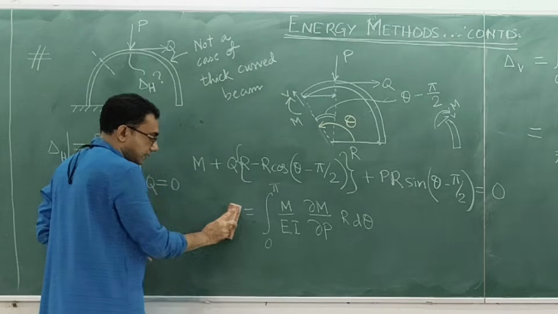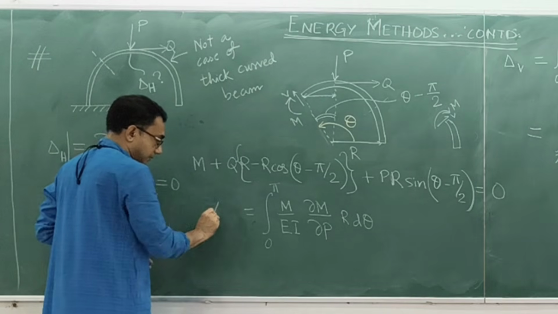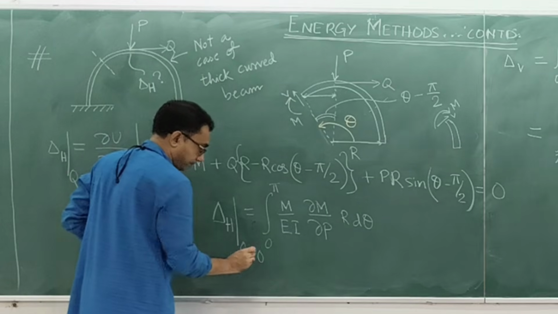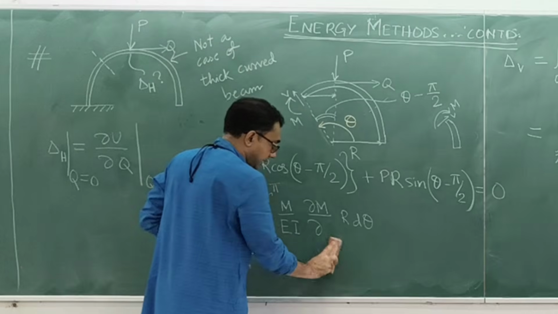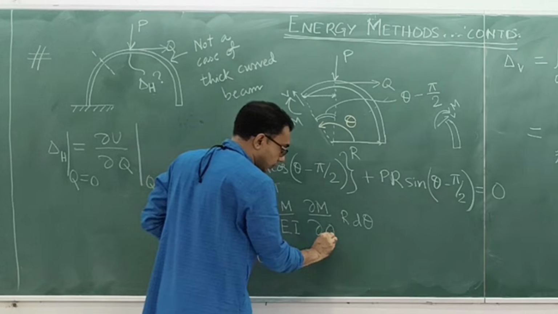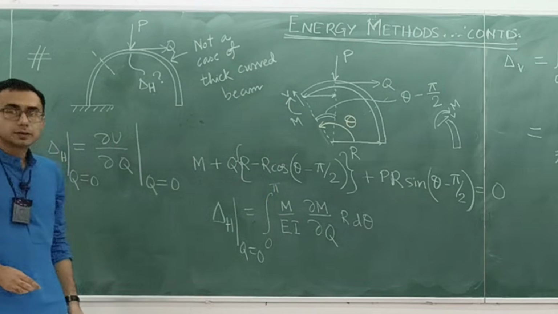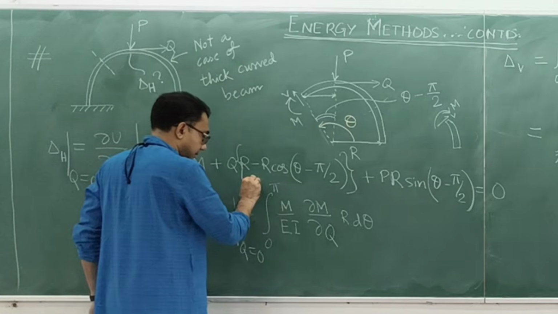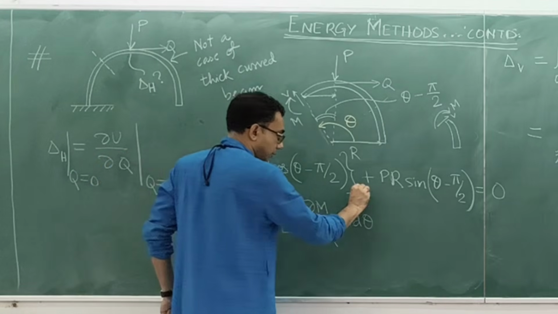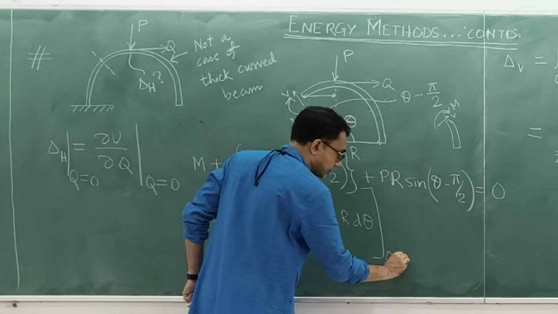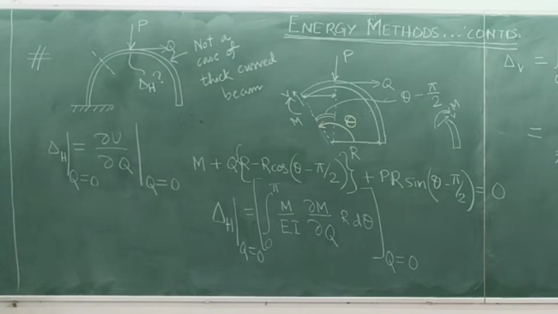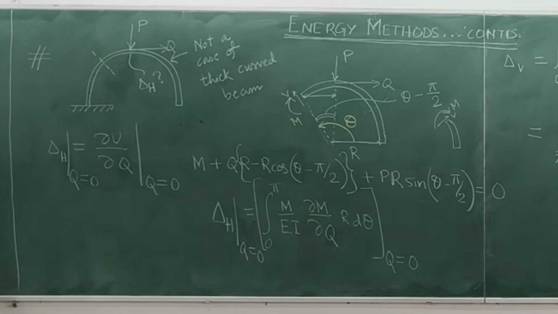This thing remains exactly the same, at least the form. But now we have to do a del M del Q, right? We have to do a del M del Q, and we have to understand that this entire thing is evaluated at Q equal to 0.